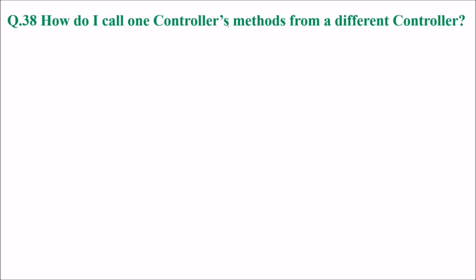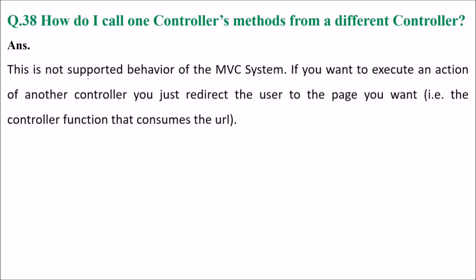How do I call one controller's method from a different controller? The answer is, this is not supported behavior of the MVC system, but there are certain methods by which you can achieve this. If you want to execute an action of another controller, you just redirect the user to the page you want. That is the controller function that would consume the URL.